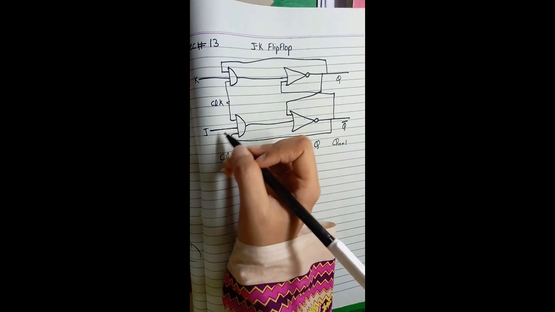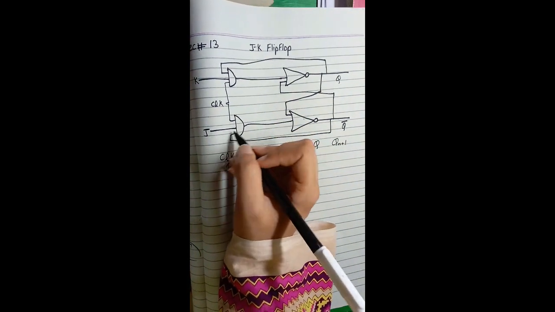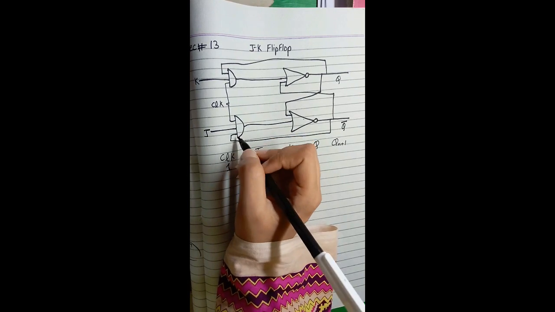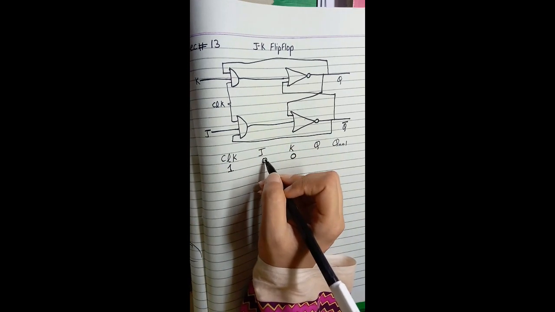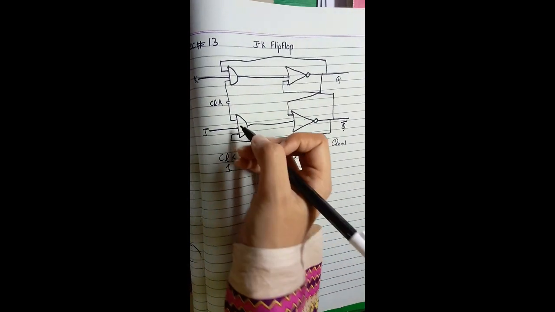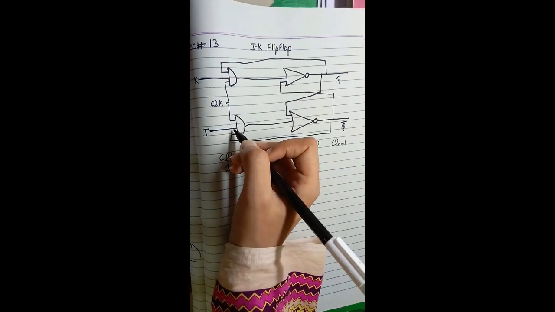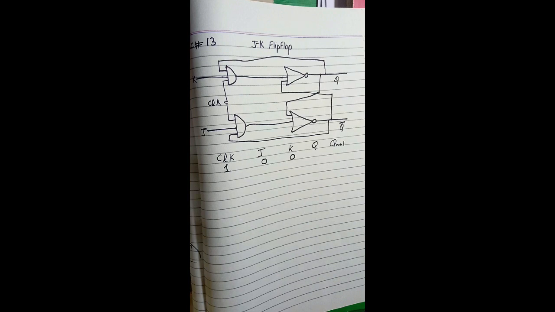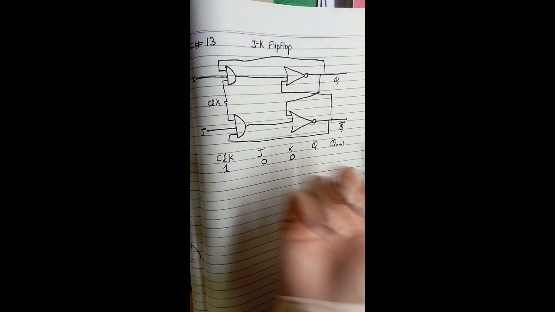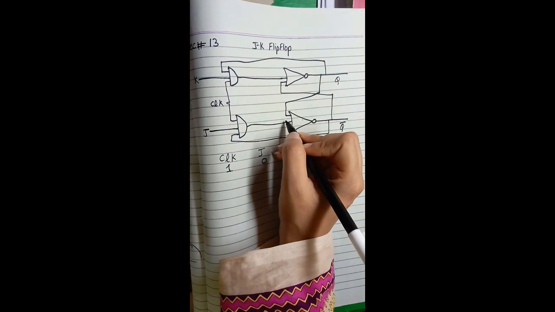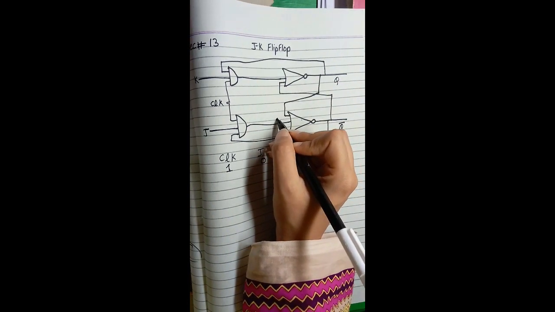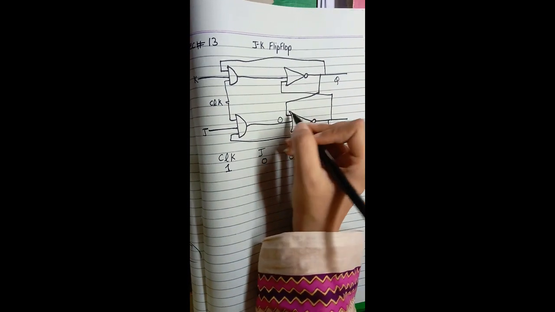As the clock is 1 and the first input J is 0, according to the AND gate, whenever our input is 0, the output will be 0 because it will multiply it. So 1 into 0 will be 0, and we will not consider the other input, whether it is 1 or 0, the output will be 0 in any condition. So we will have 0 here and the same we have 0 here.